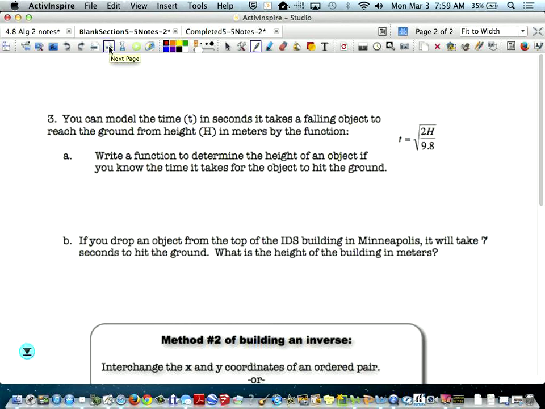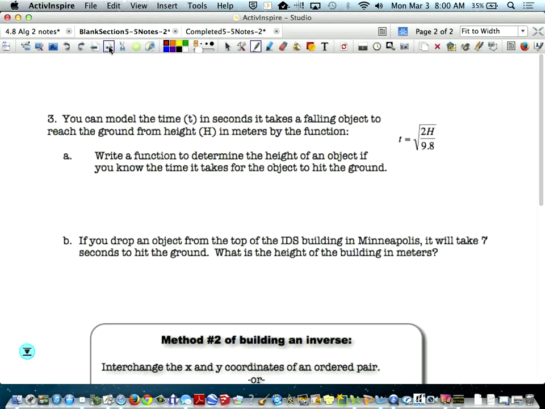You can model the time t in seconds it takes for a falling object to reach the ground from height h in meters. So the function's over there, t equals the square root of 2h divided by 9.8. Write a function to determine the height of an object if you know the time it takes for the object to hit the ground. So what do they want you to do? Right? Solve for t.